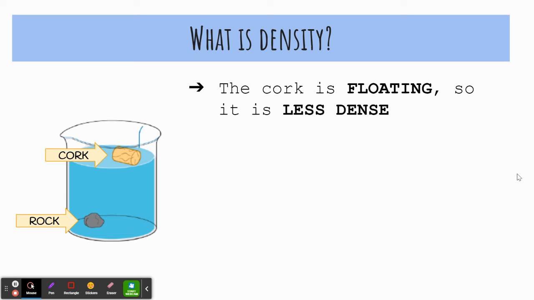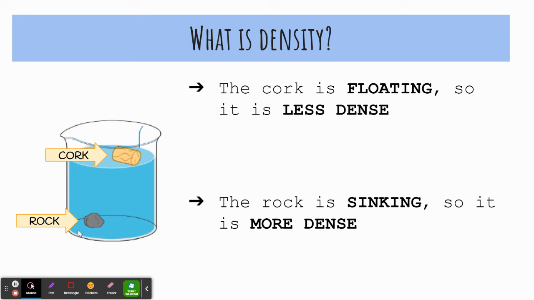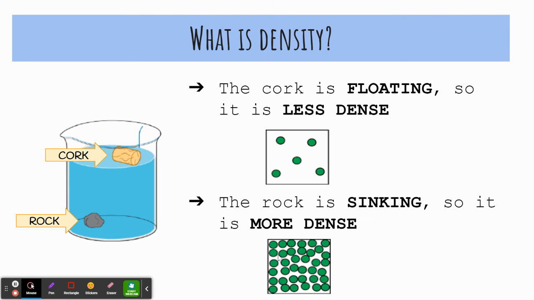So the cork is floating right here. So it is less dense than the water. And the rock is sinking, so it's more dense than the water. And if we look at the molecules, so the molecules or the atoms, for the cork probably look something like this. They're probably pretty far apart, right? Because that's what it looks like if something has a low density. And then the atoms of the rock probably look like something like this, really, really close together, because that's what higher density or heavier things look like.